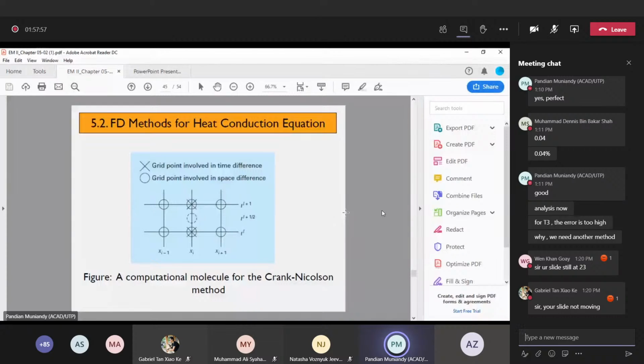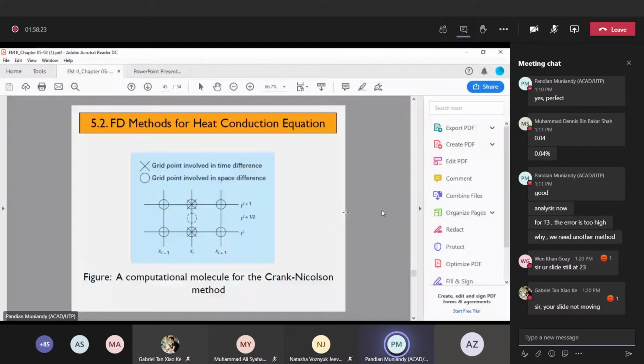The grid points involved: in time on the x-axis, TL and then TL plus 1, in between TL plus half. Half is because 1 divided by 2. So that is the average they are taking. Just now you saw divided by 2. And then the vertical axis xi minus 1, xi plus 1.